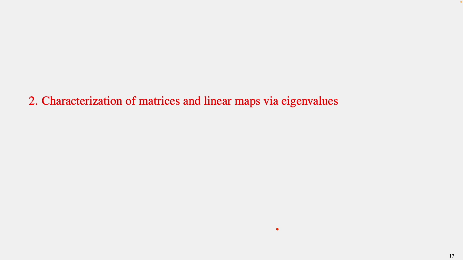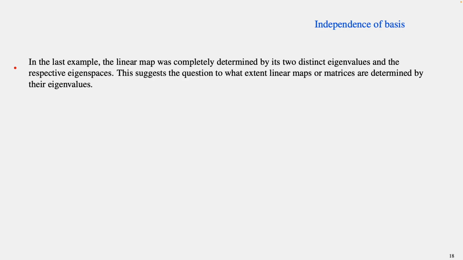And this example already suggests a little bit that we can describe the geometric effect of matrices via their eigenvalues. And this is something we want to explore in depth now. In the last example, it was indeed the fact that the two distinct eigenvalues, plus and -1, and their eigenspaces completely determined what this linear map did in the plane. And we will now explore to what extent that actually holds for arbitrary linear maps or matrices.